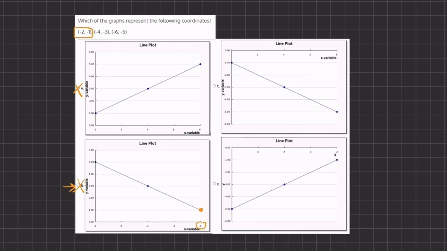And C, if we go to -2, we cannot find this -2 value on our axis, and therefore C is not in the right quadrant that we need.